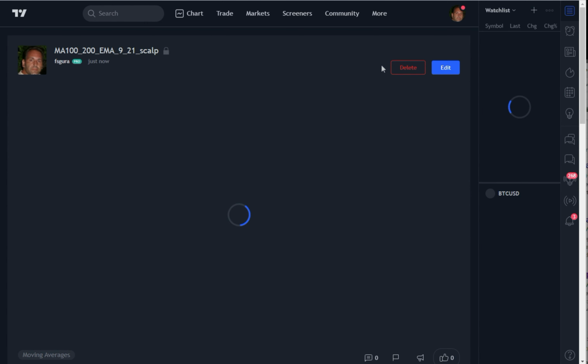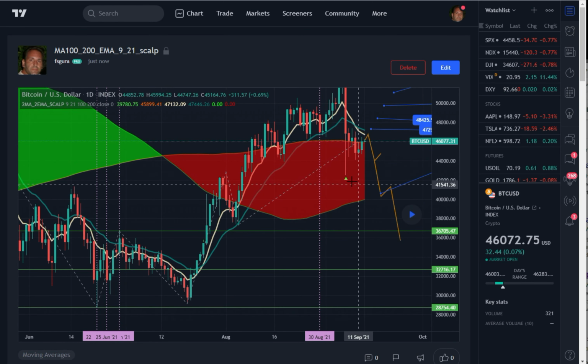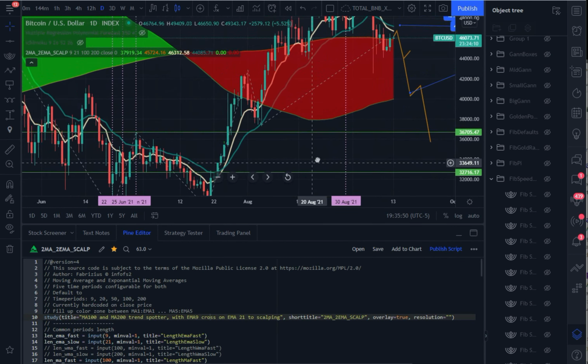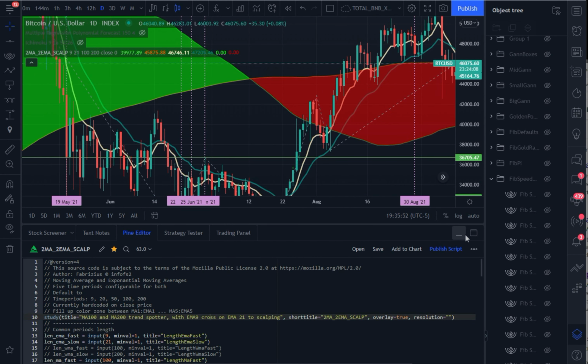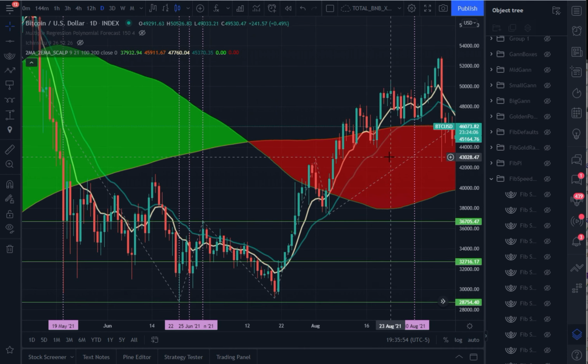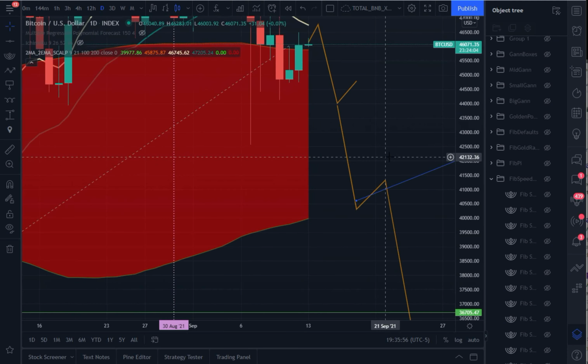Okay. I will explain how to use it because it also has things like these arrows. These arrows are very interesting if you are trading with this script. It's like a strategy. You can look at the code and do the same.